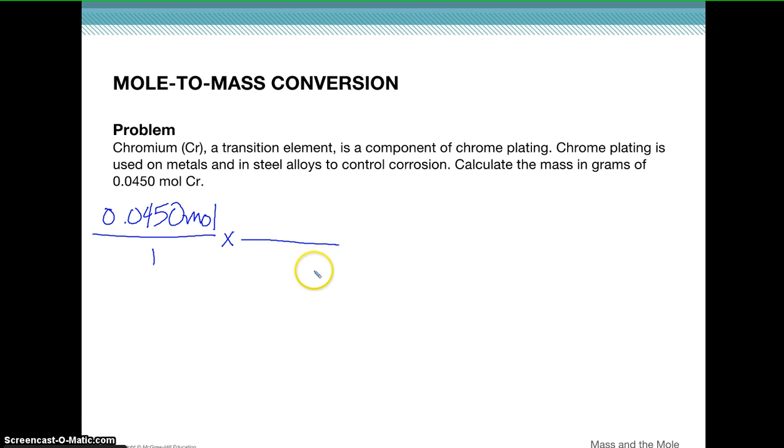Now we look up chromium on the periodic table, find its molar mass, and we find 51.996 grams of chromium per mole. Our moles go on the bottom, they cancel, we multiply by the molar mass, we round to have 3 sig figs, and we get 2.34 grams of chromium. That's how you're going to be using molar mass in your conversion factors.